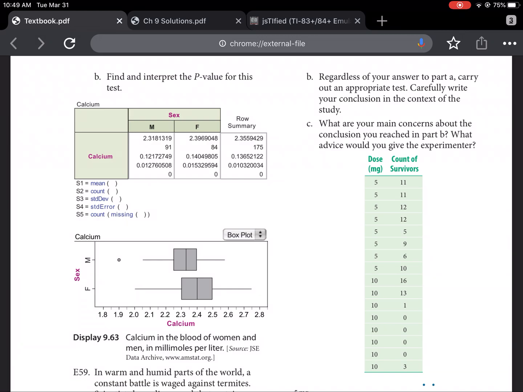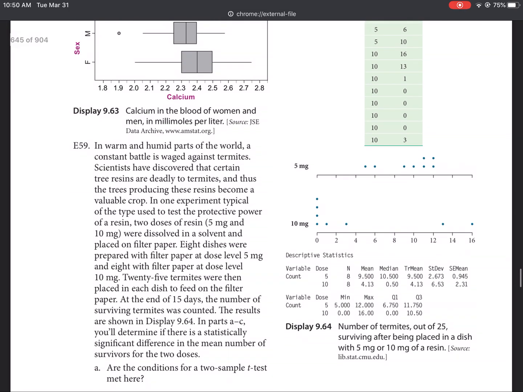One of your lists should contain the first few numbers: 11, 11, 12, 12, 5, 9, 6, 10. And that's it. Your second list should contain the 10 milligram numbers only: 16, 13, 1, 0, 0, 0, 0, and 3. So you should only have 8 values in each list. If you didn't insert them into the calculator that way, don't be surprised if your numbers are wildly incorrect when we look at them. Okay?